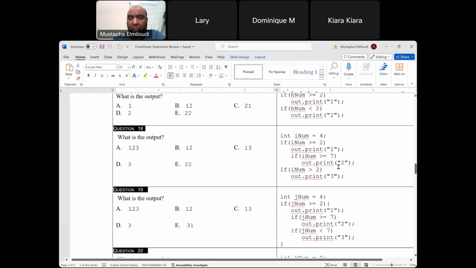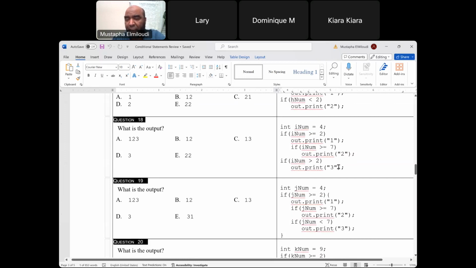Now number 18, look at it. You may think that the second if statement is part of the first one, but that's wrong. Why? Because the indentation, that space that you have in here, does not have any impact on Java. Maybe in Python, the indentation means that it is part of it. But in Java, only the braces can decide whether you are inside or not.